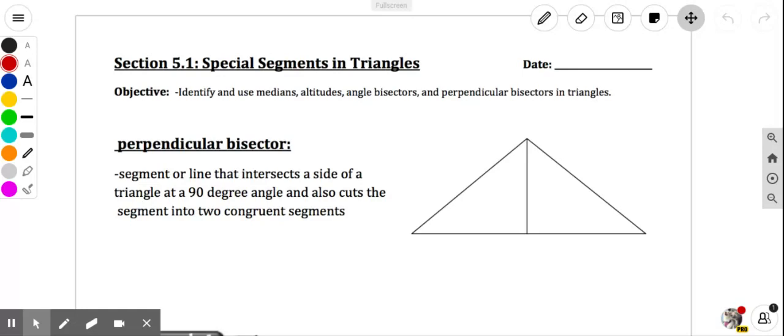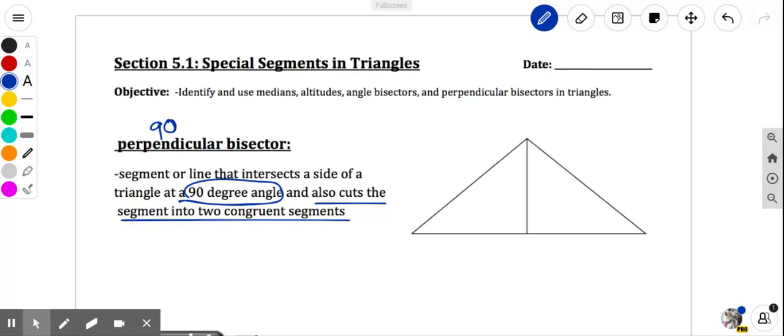So this first one we haven't directly learned about. It's called a perpendicular bisector. We know what perpendicular means. Well, hopefully we know what perpendicular means. It's lines that intersect to make right angles, right? We know what bisect means. Again, hopefully we know that bisect means cuts in half. So a perpendicular bisector is a segment or line that intersects a side of a triangle at a 90-degree angle. That's the perpendicular part, and also cuts the segment into two congruent segments.